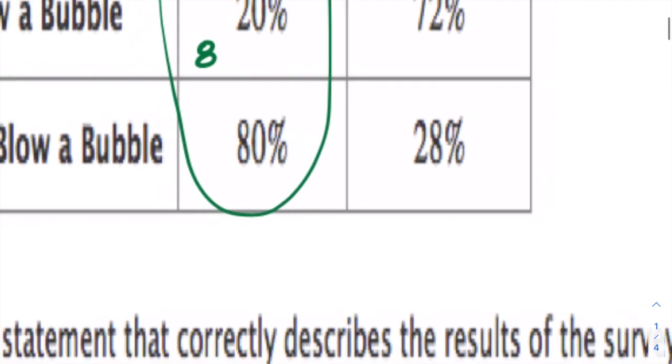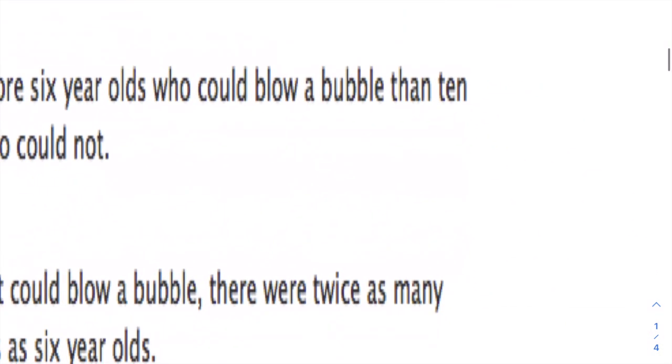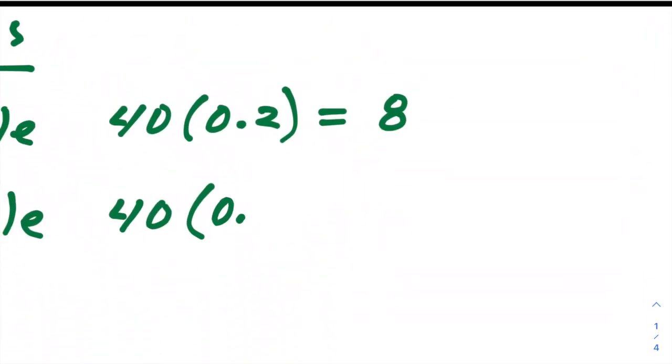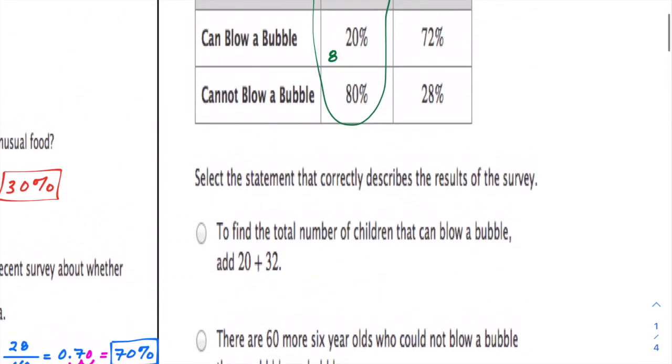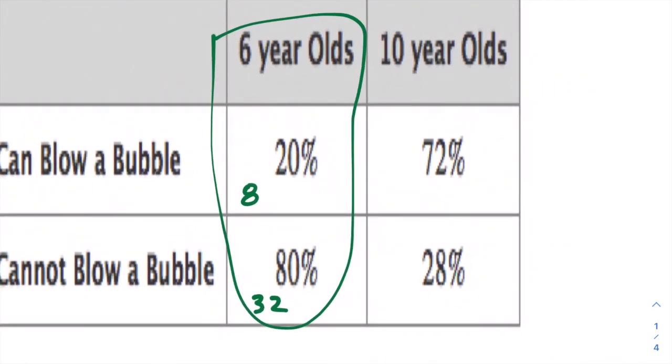Again, there were 40 of them. And out of those 40, 80% could not blow a bubble. So again, taking the 80%, moving the decimal to the left twice, I end up with 0.8. And on your calculator, if you multiply 40 times 0.8, you end up with 32 actual 6-year-olds that cannot blow a bubble. So I'm going to go ahead and write that number here.